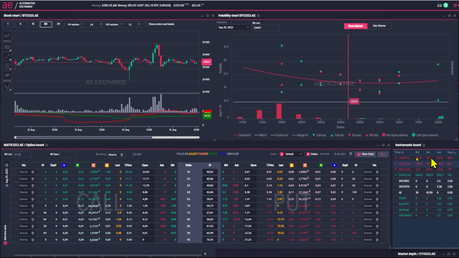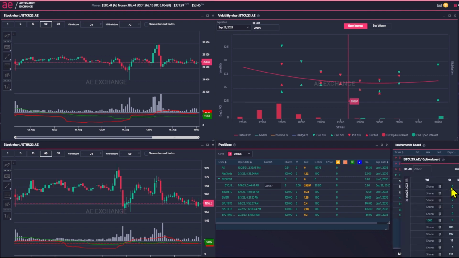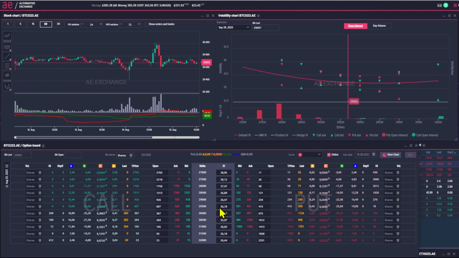I'll start by opening the options board for Bitcoin. I'll take the closest series. You can build a butterfly with put options and call options. I covered all of this in detail in the previous lessons dedicated to the butterfly. Now the price is around 29,700 and I take the center strike of 29,500. Let it be a put option.